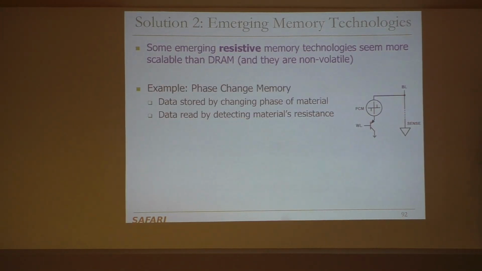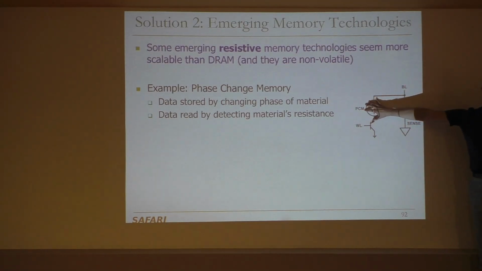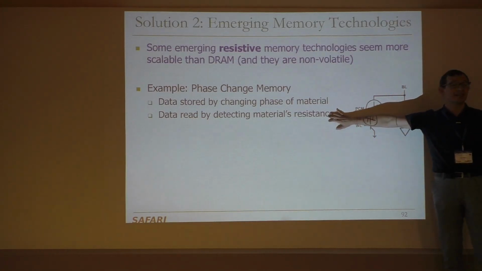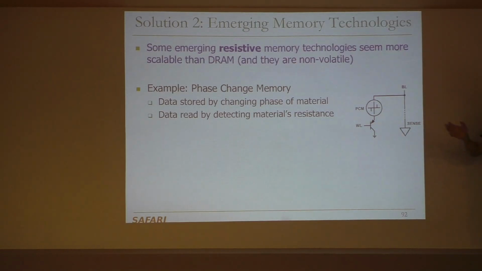One example is phase change memory. This is actually old technology. It was developed in the 1960s. We knew about the storage devices nicely. Storage devices improved, but recently people have developed access devices to access these very reliably and fast. Intel and IBM in particular developed these access devices that are reliable. These memories store data by changing the phase of material, and different phases of material have different amounts of resistance that are very distinct from each other. Now you can read the data by detecting the material's resistance.